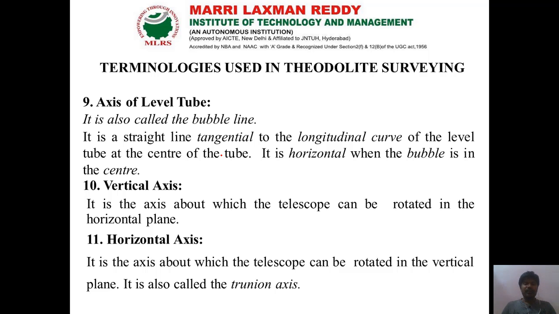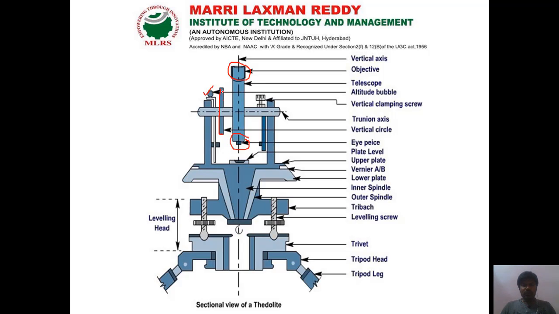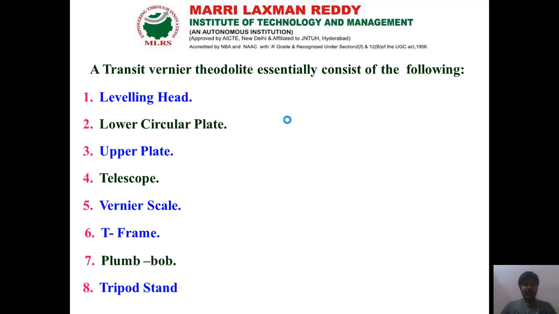Next, vertical axis. It is the axis about which the telescope can be rotated in the horizontal plane. Next, horizontal axis. So first I will show the vertical axis. This is our vertical axis, so that I am able to rotate my telescope in the horizontal plane like this. I can rotate the telescope in the horizontal plane.